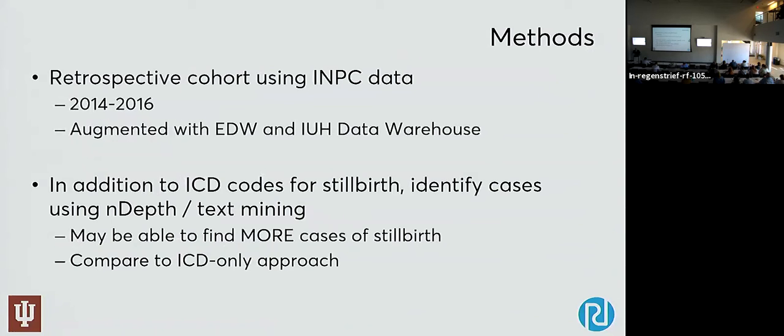And in addition to ICD codes for stillbirth, we're also identifying cases this time using in-depth and text mining. And so we hypothesize we may be able to find more cases of stillbirth than what we even found from just looking at ICD codes, which all of you should be like, oh my God, that's scary, because that means it's happening even more than what is reported and what we think might be going on. And then we want to compare that NLP process to our ICD-only approach.